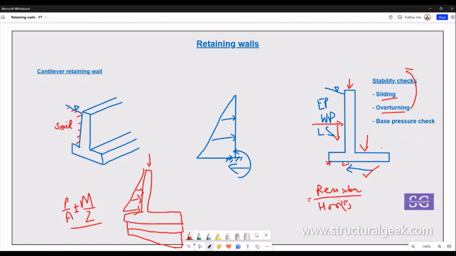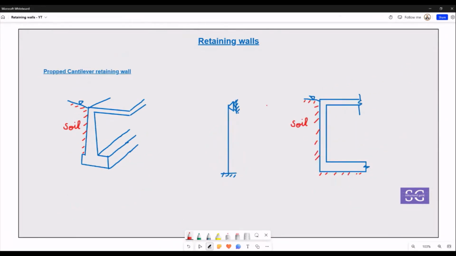Now we'll be taking the next type of retaining wall, which is the prop cantilever retaining wall. Prop cantilever retaining walls are more or less similar to a cantilever retaining wall, but the support that we get at the top of the retaining wall helps and makes this type of retaining wall a bit simpler and easier to design when it comes to stability checks.